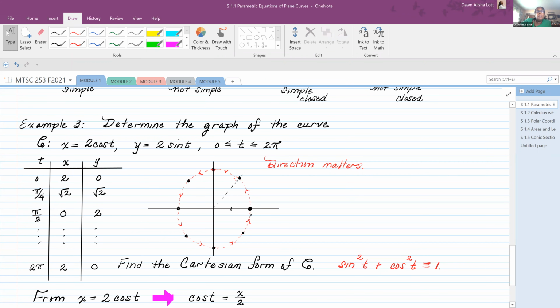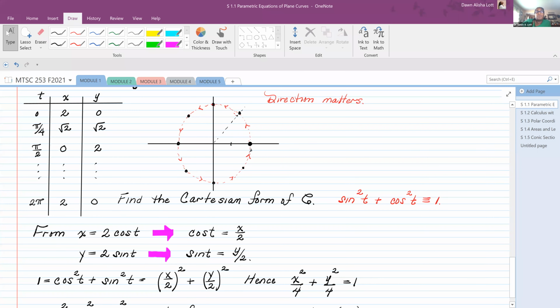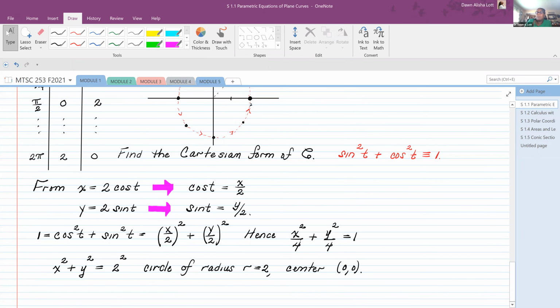But then I said, okay, I did that. Let's find the Cartesian form. So I now need to eliminate t. So the way to eliminate t, when you've seen sines and cosines, if you see them, then you solve for cosine squared and sine squared. And so now we can see that we get a circle of radius 2.